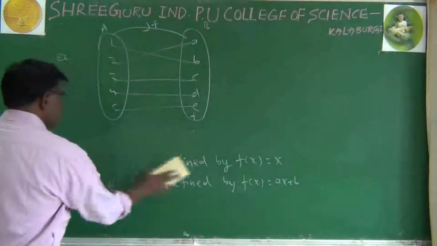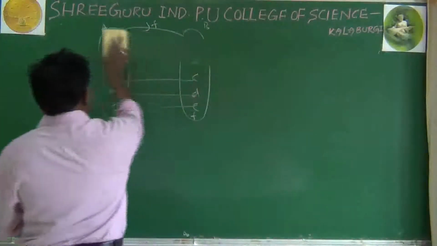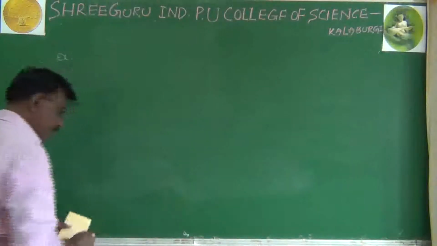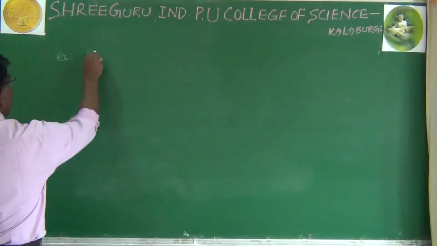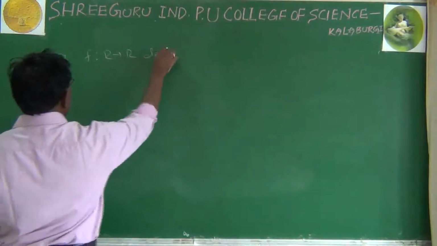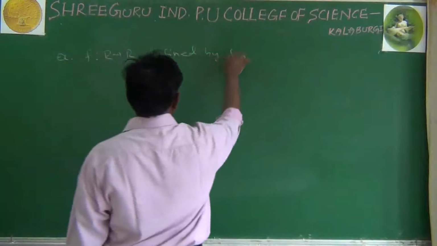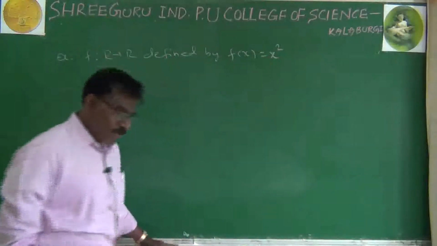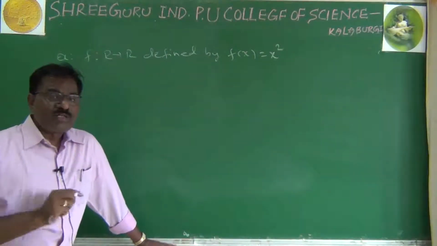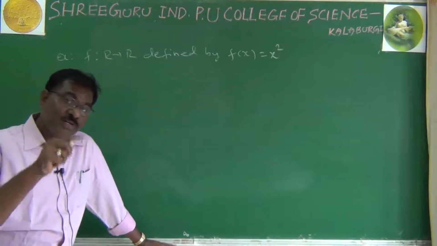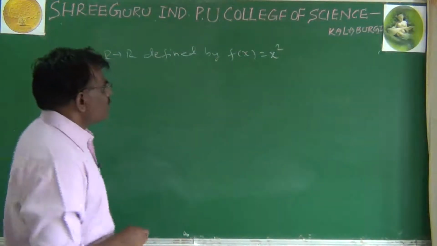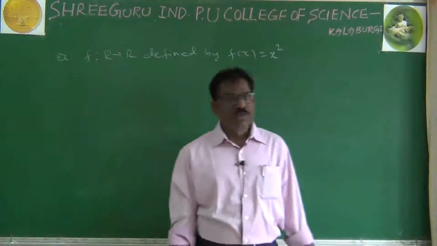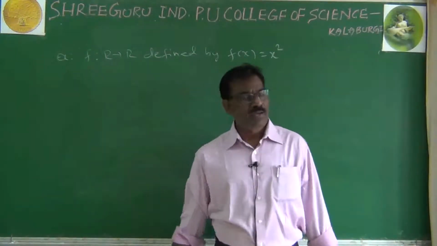Suppose you want a function that is not 1-1. For example, f from R to R defined by f of x is equal to x square. The question is whether it is 1-1 or not. What is 1-1? Different elements have different images. Here, usually for the square quantity, negative and positive will be the same. If you take 1 or minus 1, again it is 1.